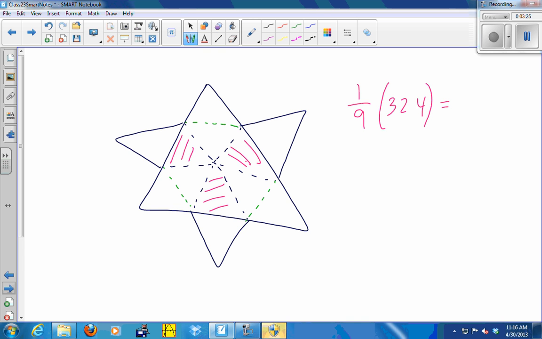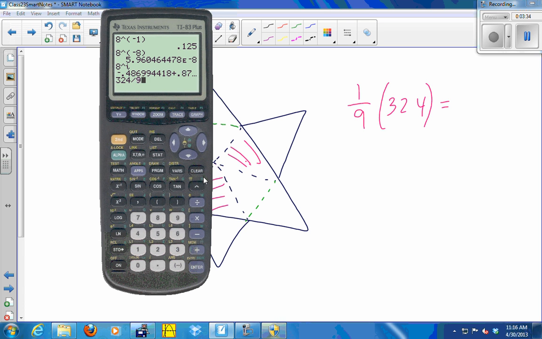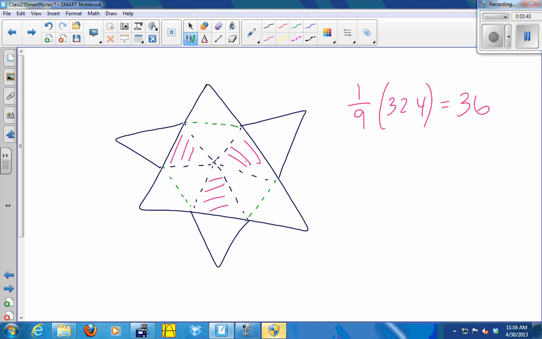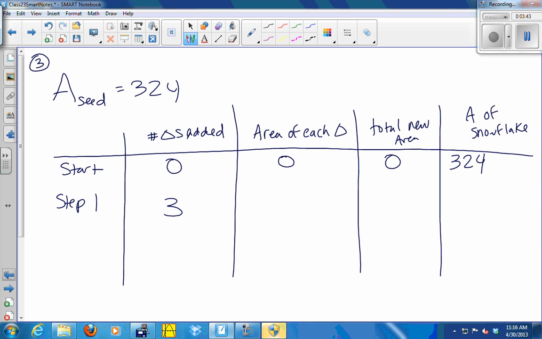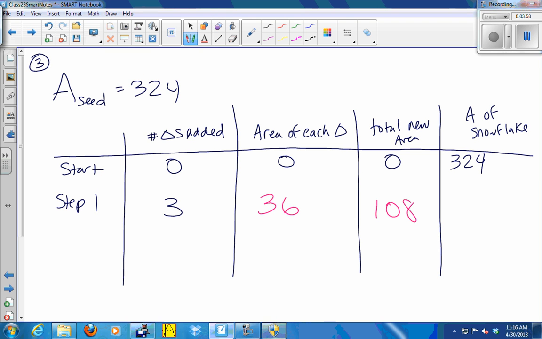So 324 divided by 9 is 36. So the area of each triangle is 36, and I'm adding 3 of them. 3 times 36 is 108. So that's my new area that's being added on, 108. Add that to the area we had before. 324 plus 108 is 432.